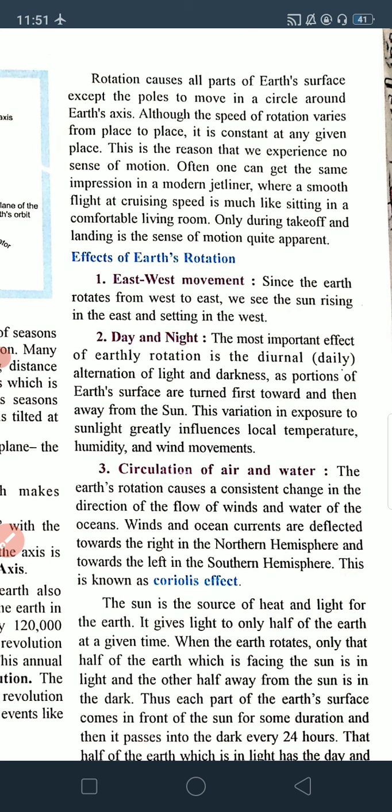Now rotation causes all parts of the earth's surface except the poles to move in a circle around the earth's axis. All the parts of the earth rotate around its axis except the poles. Although the speed of rotation varies from place to place, it is constant at any given place.